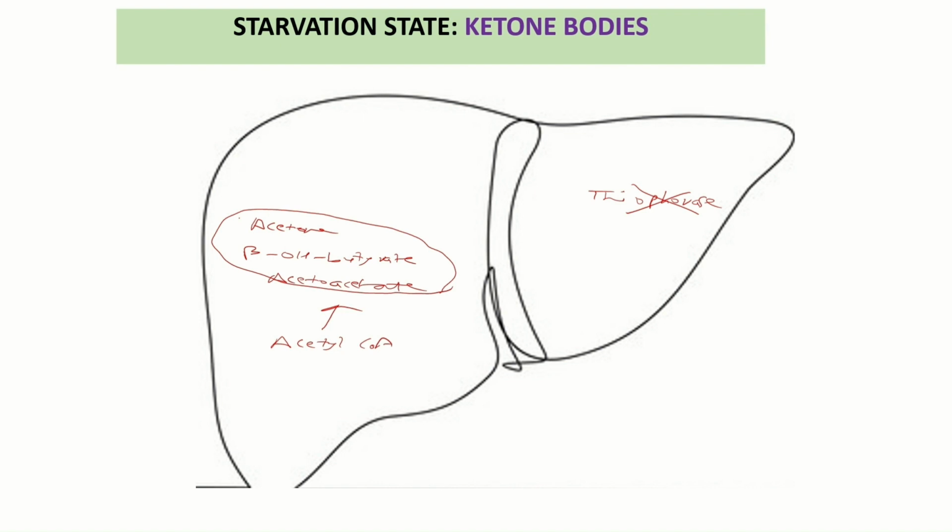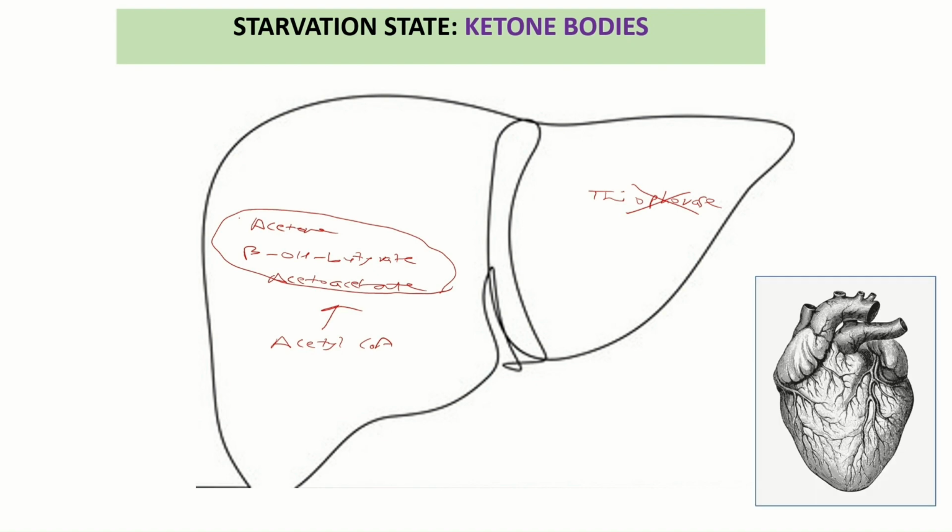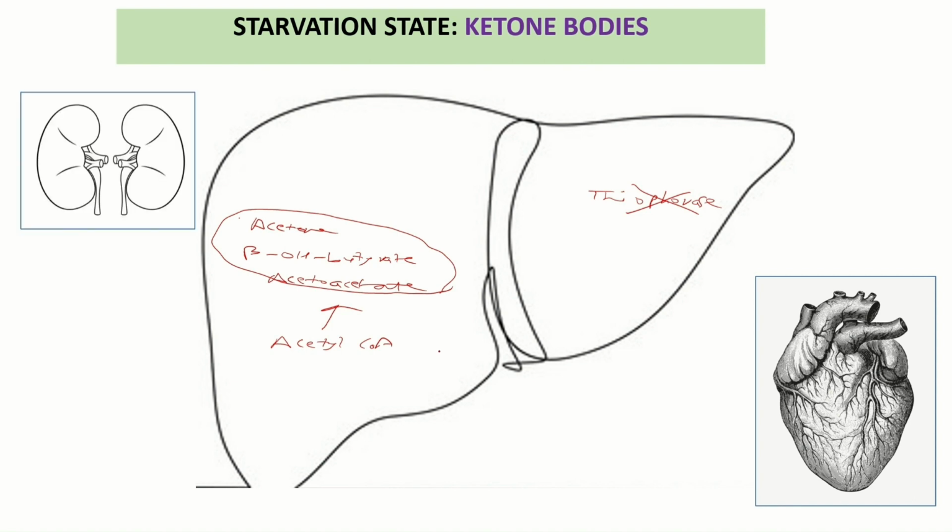Many extrahepatic tissues meanwhile, devour ketone bodies as fuel. Muscles, especially the heart muscles, love ketone bodies. Kidneys are another example. Ketone bodies produced by liver are dumped into the blood.